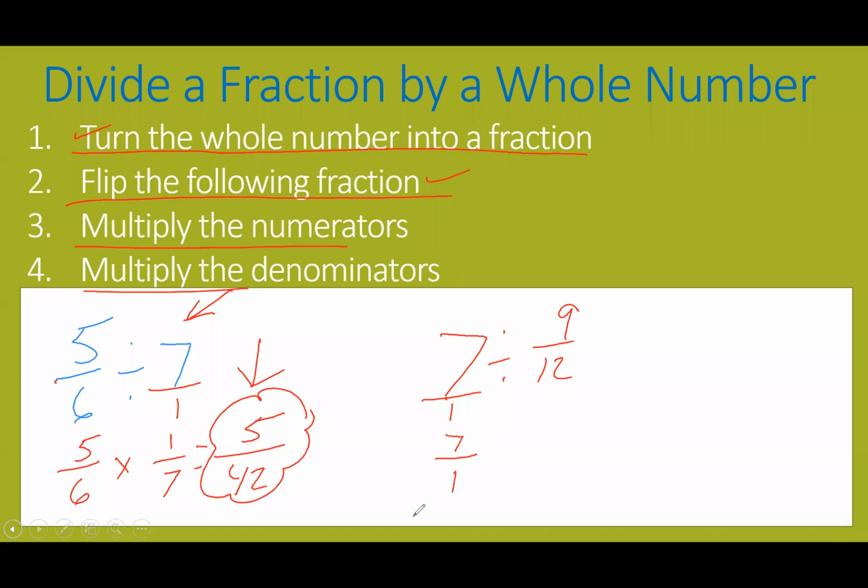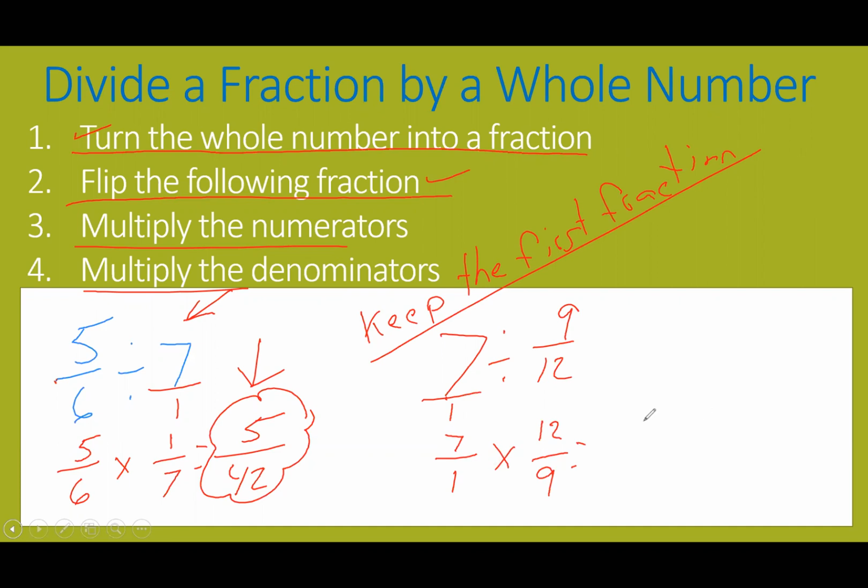7 over 1. It stays. Keep, writing myself a note, keep the first fraction or leave it alone. Remind yourself. All right, now this gets flipped to 12 over 9, and now I can multiply. Oh, that makes more sense.